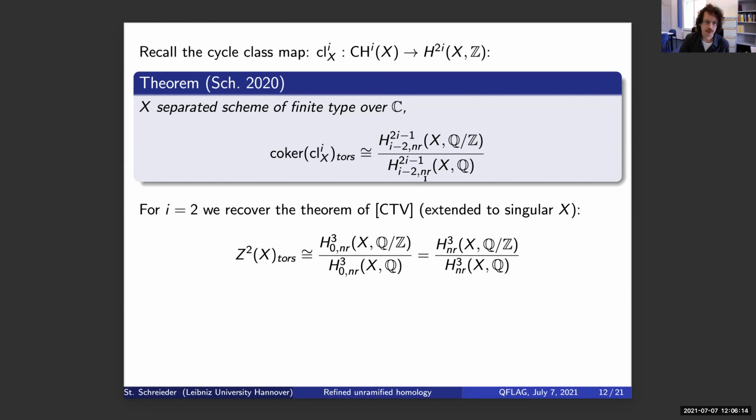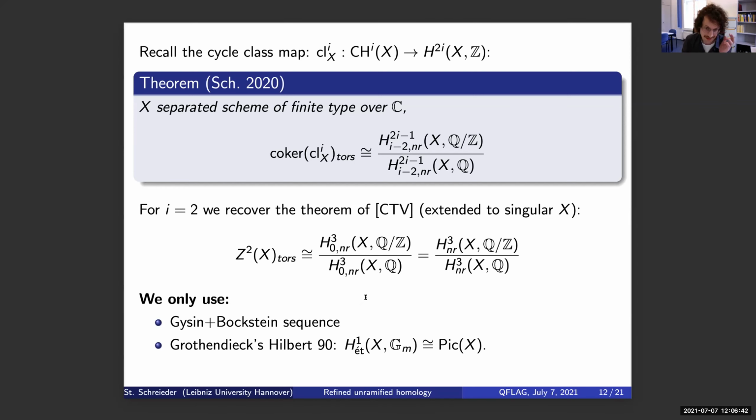But now, this original result of Colliot-Thélène and Voisin used the Bloch-Ogus resolution, which needs X smooth. But the arguments I presented work also for singular schemes. So this is okay for any separated scheme of finite type over C. And it also works for arbitrary codimension. And what is surprising is that, in a sense, the proof is simpler. It uses only simple ingredients from homology theory, so the Gysin and Bockstein sequences, and then there's one ingredient from étale cohomology. You need the Grothendieck-Hilbert 90 theorem. But there is no Bloch-Kato used here or Bloch-Ogus.